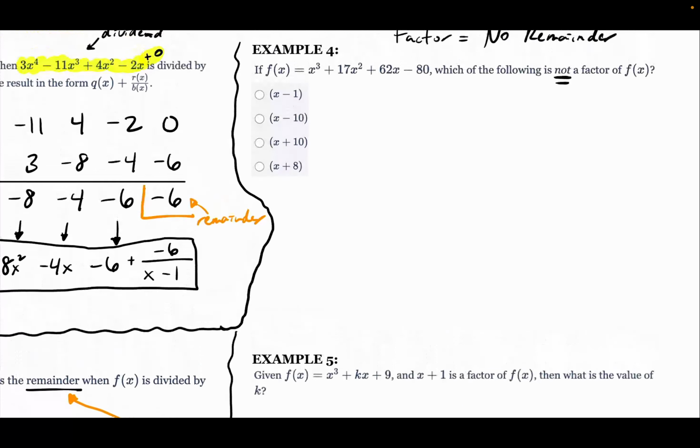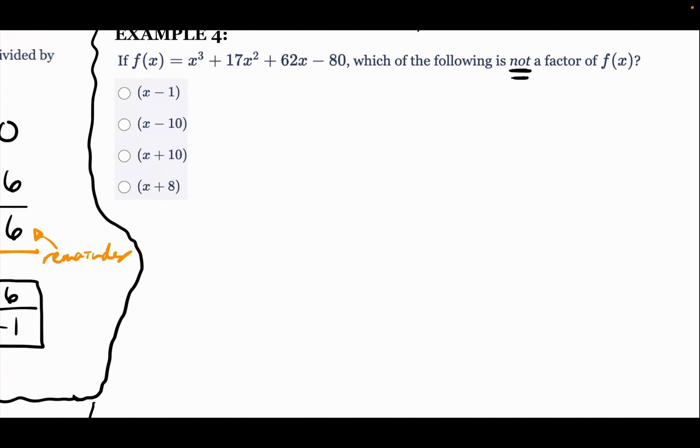So what they said is, some of these guys you'll get 0. We don't want those guys. Some of these guys you'll get a remainder of something. So if we get 0, we just cross them out. It's not an answer. Okay? So we're just going to be doing a process of elimination. So you could start with whichever one you want, the top one, second one, third one. We're going to do synthetic division.